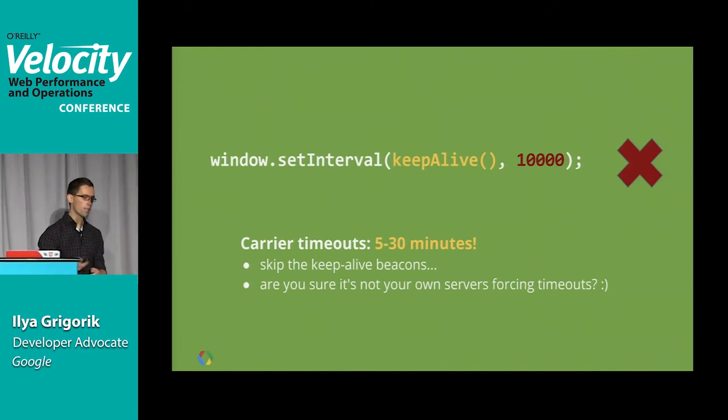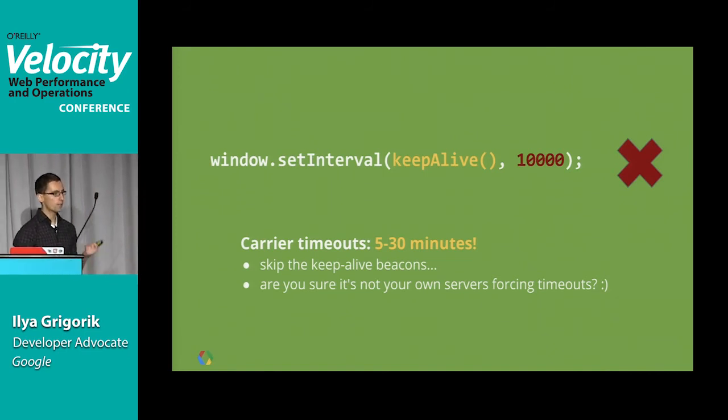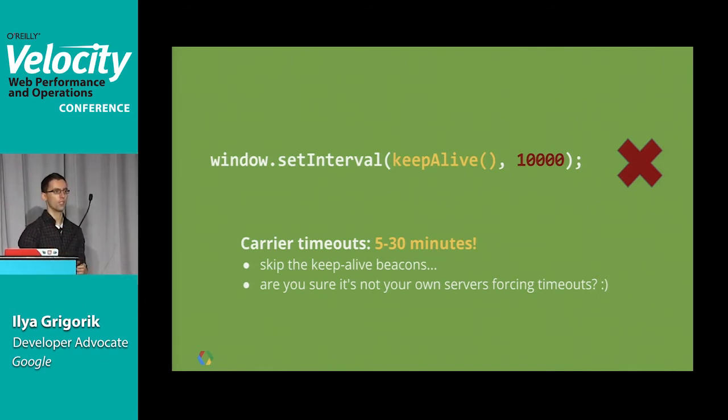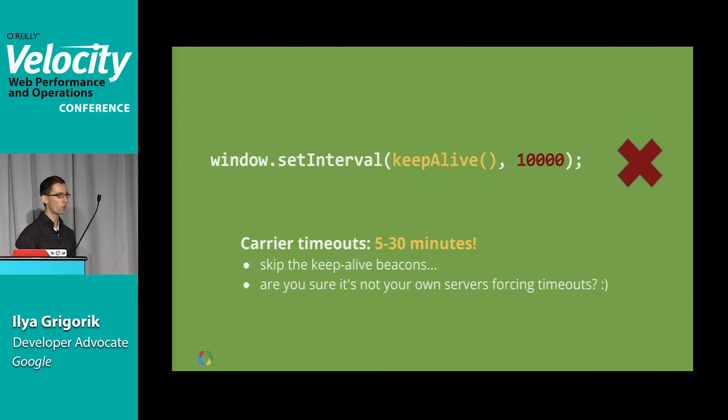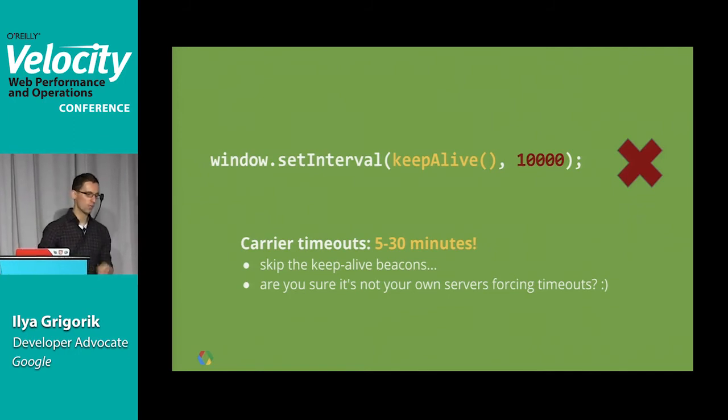within the carrier network. And in fact, for carriers, the typical timeouts are anywhere between 5 to 30 minutes, right? So most of the time, based on my own experience, if you have a connection that is timing out in less than 5 minutes, it's probably your own infrastructure, like your own proxy server or something else that is terminating these connections prematurely. So investigate that.